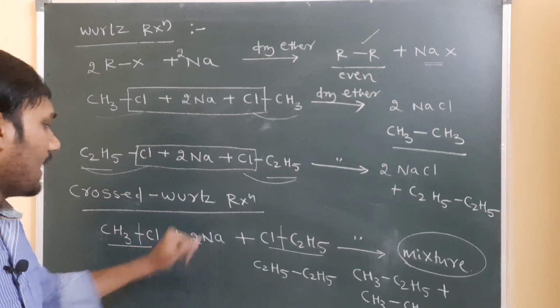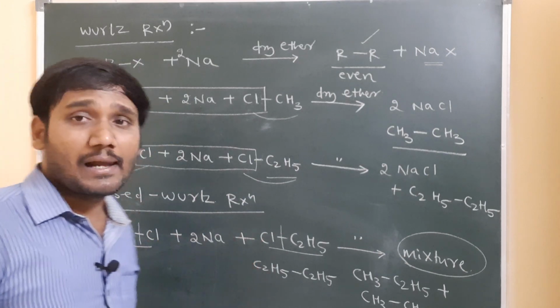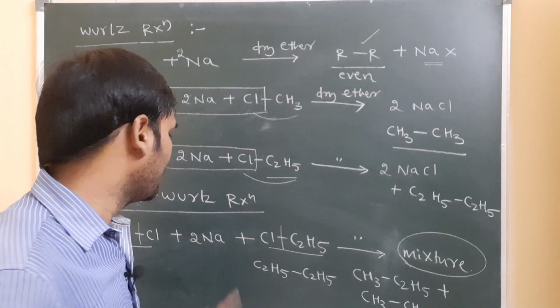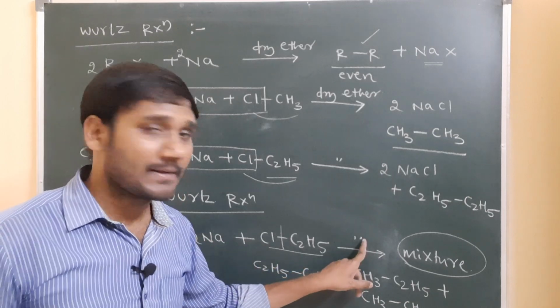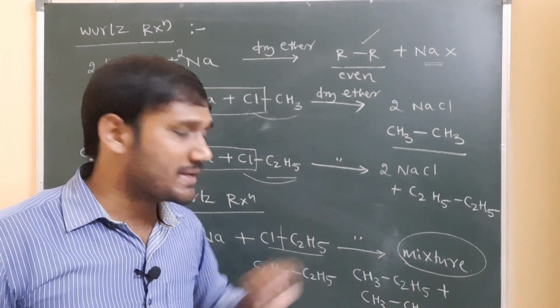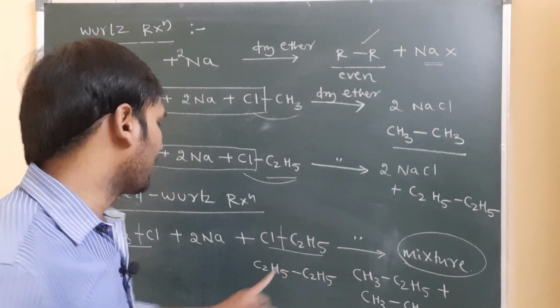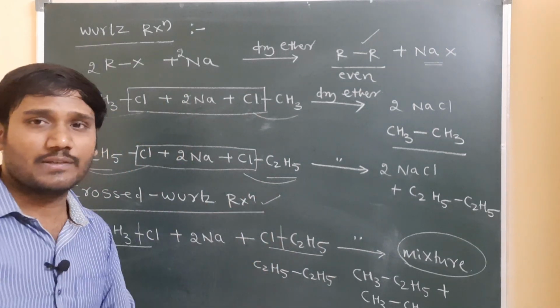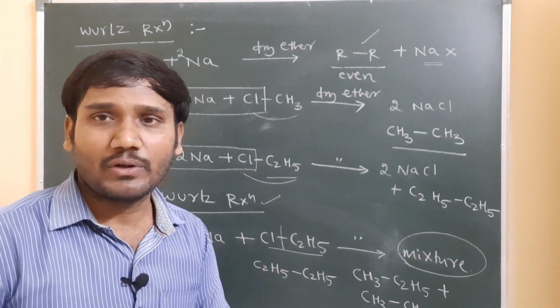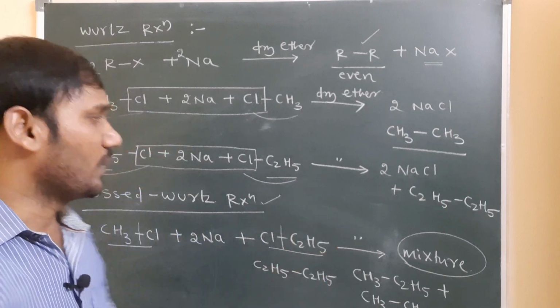And the next one is the crossed Wurtz reaction. 2 different alkyl halides react with sodium in the presence of dry ether, and we get a mixture of three products. That is called the crossed Wurtz reaction. So this one is the Wurtz reaction and one more is the crossed Wurtz reaction. So once you take the screenshot.